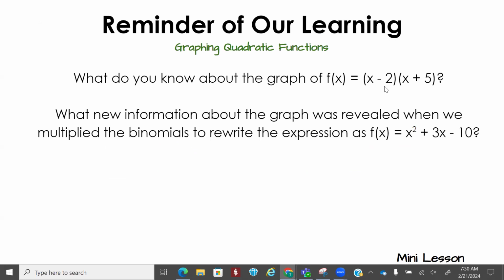Okay, so what do you know about the graph x minus 2 times x plus 5? What do we know about that graph? Where are the x-intercepts going to be?